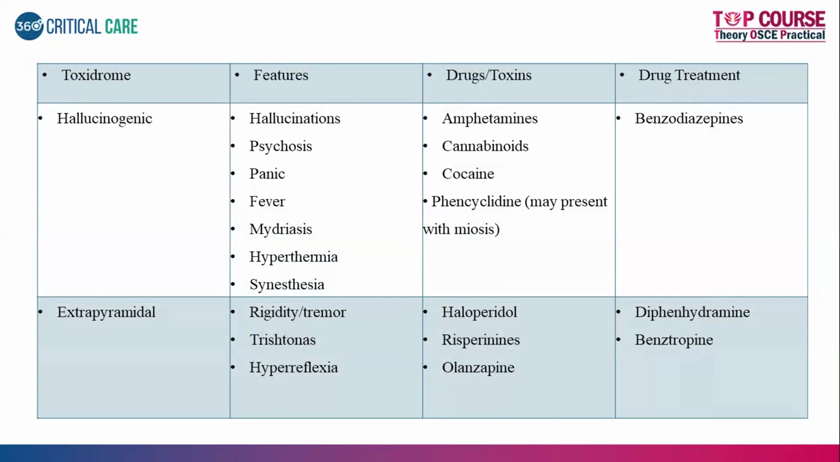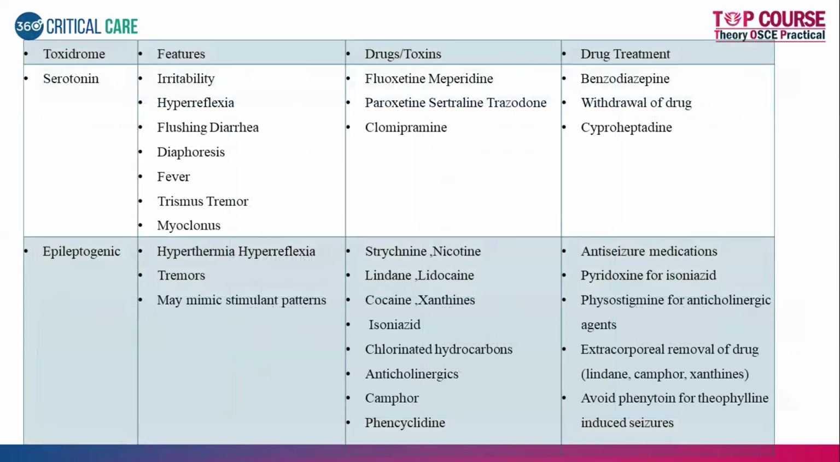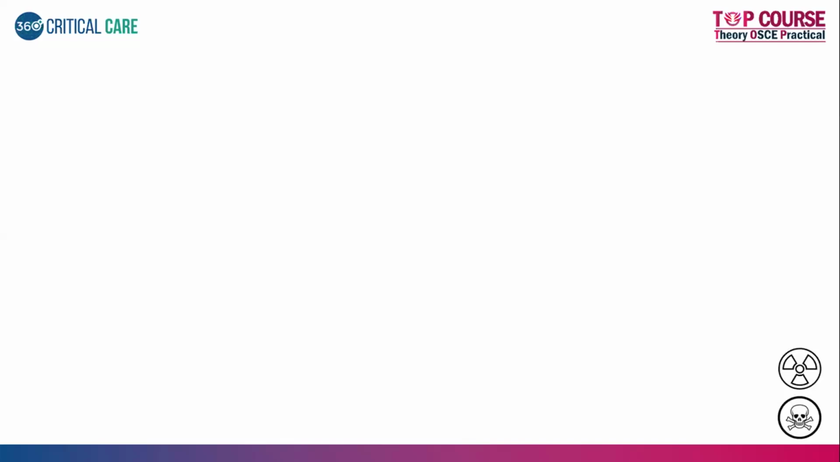So these are the examples of toxidromes which you have to write in your exams. Maximum two, but at least one in detail. This is how you need to write when they ask about the toxidromic approach to an unknown poisoning, right? The others are serotonergic drugs and epileptogenic drugs. These are very rare. So this completes the first topic.